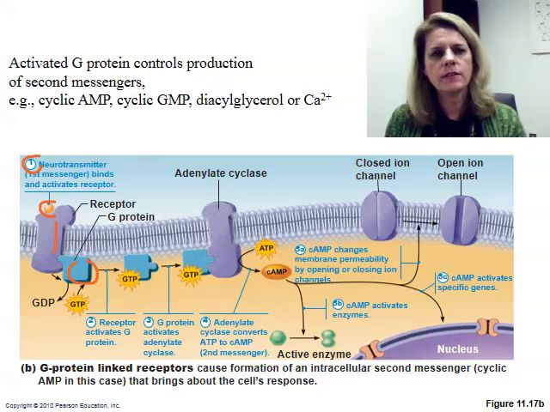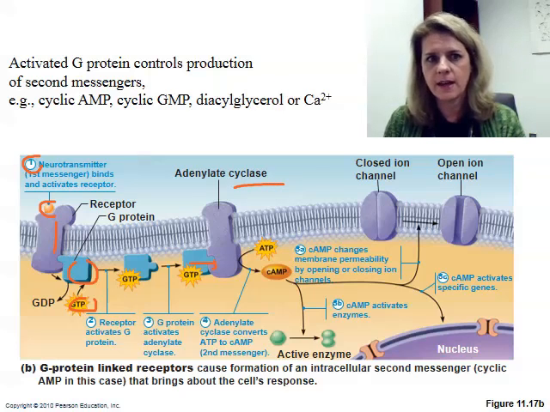And you get this activation of GTP, which is kind of like ATP, just has a G in it. And so this GTP will then bind adenylate cyclase, which is an enzyme. Well, this is key. This adenylate cyclase then converts ATP to cyclic AMP.